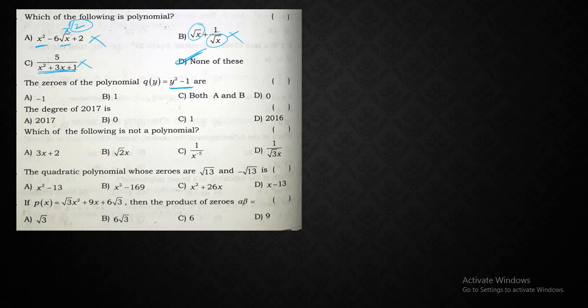Next, moving on to one more question. So y square minus 1, we already did, so y is equal to plus or minus 1. So y square minus 1 I can write as y square minus 1 square, I can write as y plus 1 into y minus 1. Then zeros are 1 comma minus 1. So both A and B.